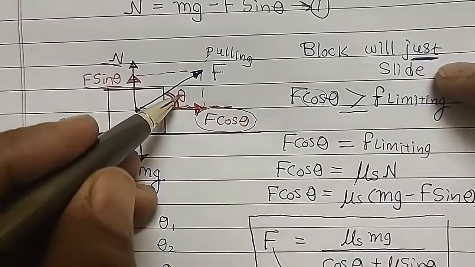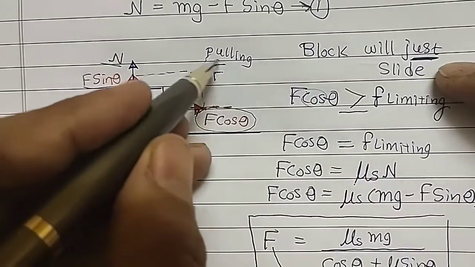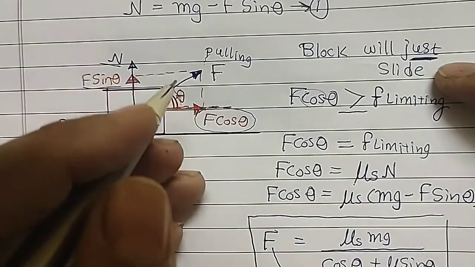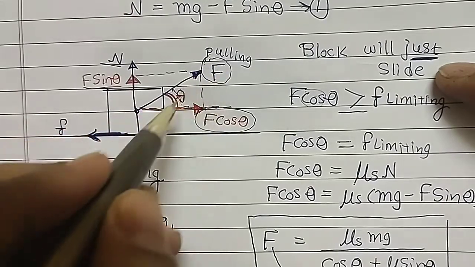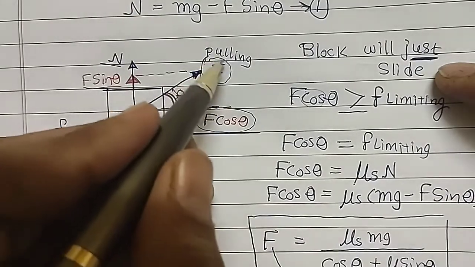Theta. It means that as you change this angle, the minimum force value will also change. So this force is still not constant. This force will depend on theta. For different thetas, the force value will also be different.